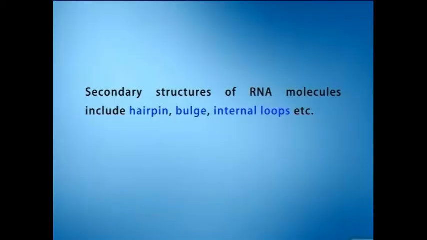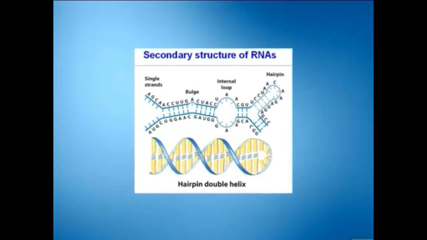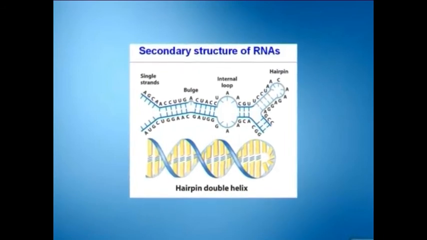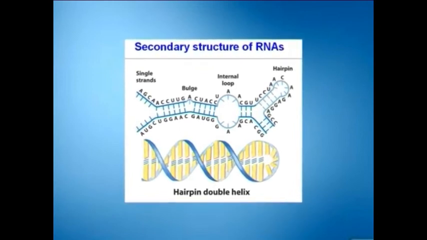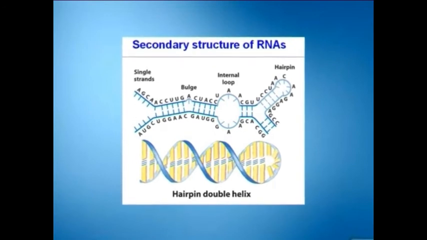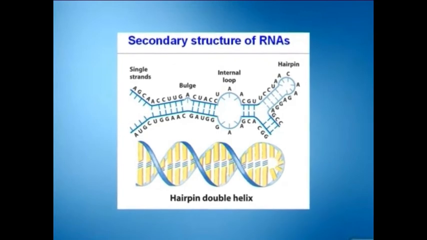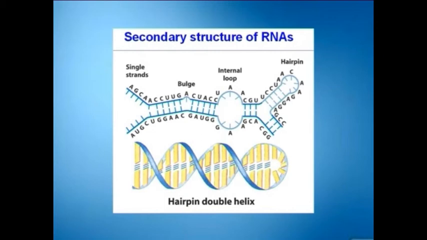Secondary structures of RNA molecules include hairpins, bulges and internal loops, etc. A bulge will form in a RNA double helix when there are non-complementary bases on one strand. If there are non-complementary bases on both strands, it would lead to formation of internal loops. A stem loop, that is hairpin structure, will form when the two RNA chains have complementary sequences forming the stem of the hairpin with non-complementary bases forming the loop.